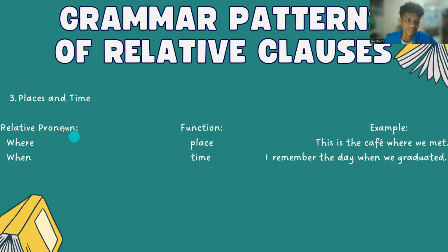The third is places and time. For the relative adverb where, the function is place. For example, this is the cafe where we met. And when, the function is time. For example, I remember the day when we graduated.